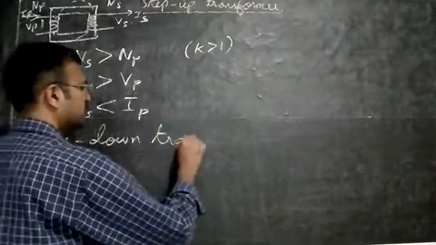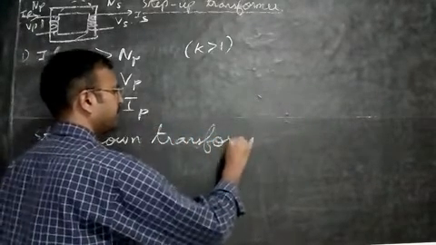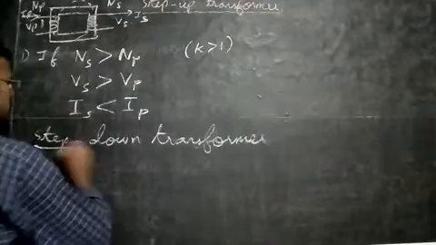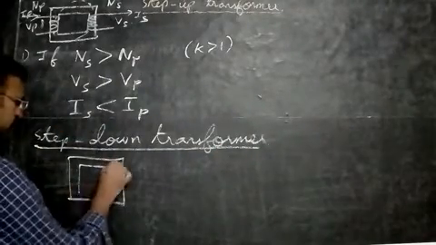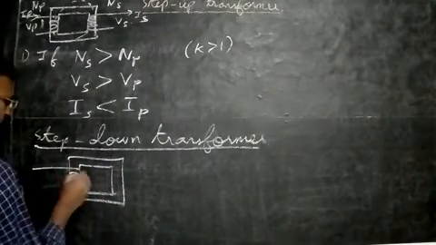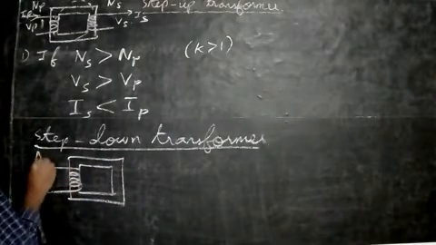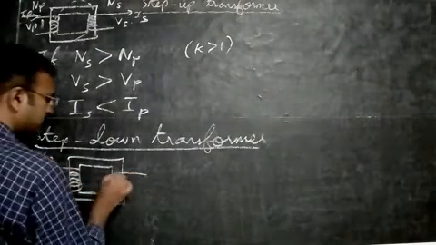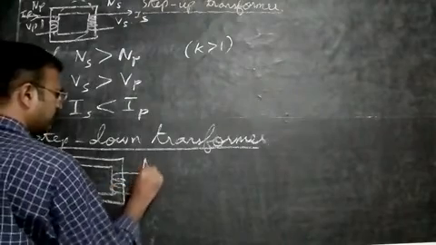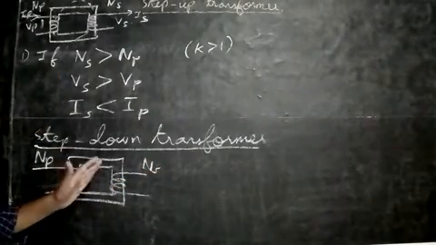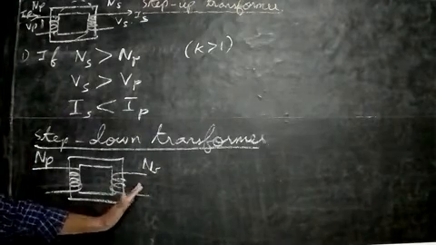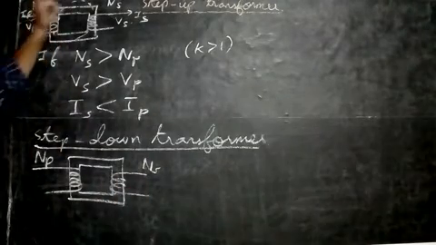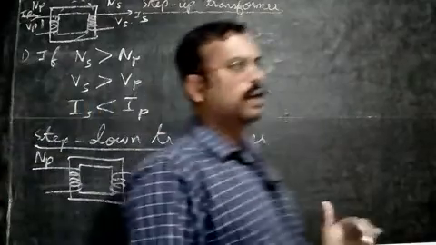So what's a step down transformer? In a step down transformer, we have a core like this. The number of turns in the primary is more, and the number of turns in the secondary is less. Step down will change high voltage into low voltage, and step up will change low voltage into high voltage.